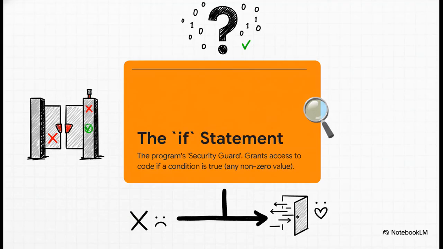Okay, so the if statement is your most fundamental decision maker. I want you to think of it like a security guard standing at a door. The guard asks one question: is your condition true? And in C, true just means any value that isn't 0. If it's true, the guard opens the door and lets you run the code inside. If it's false, meaning it's exactly 0, the guard just says nope, and you skip right past that block of code.